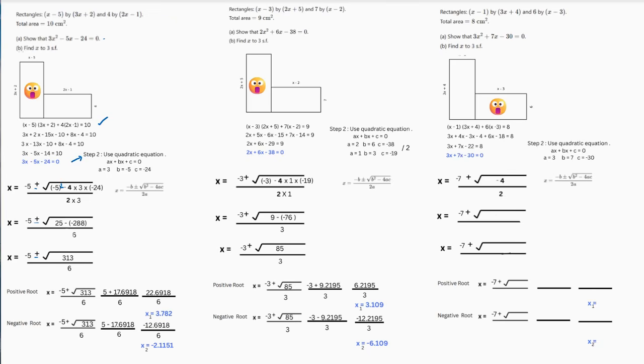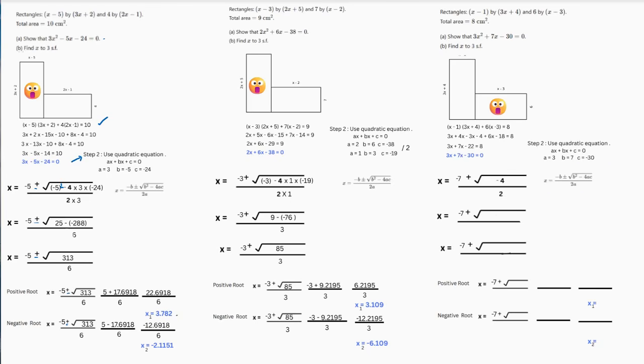Now we're ready to find our positive and negative roots. So what we do is, let's work on the positive part first. So we have 5 plus 17.6918 divided by 6 gives us 22.6918 divided by 6. And your answer will be 3.782. That's our first one. So all you've done is you've plugged everything into a calculator and you'll spit out this answer.